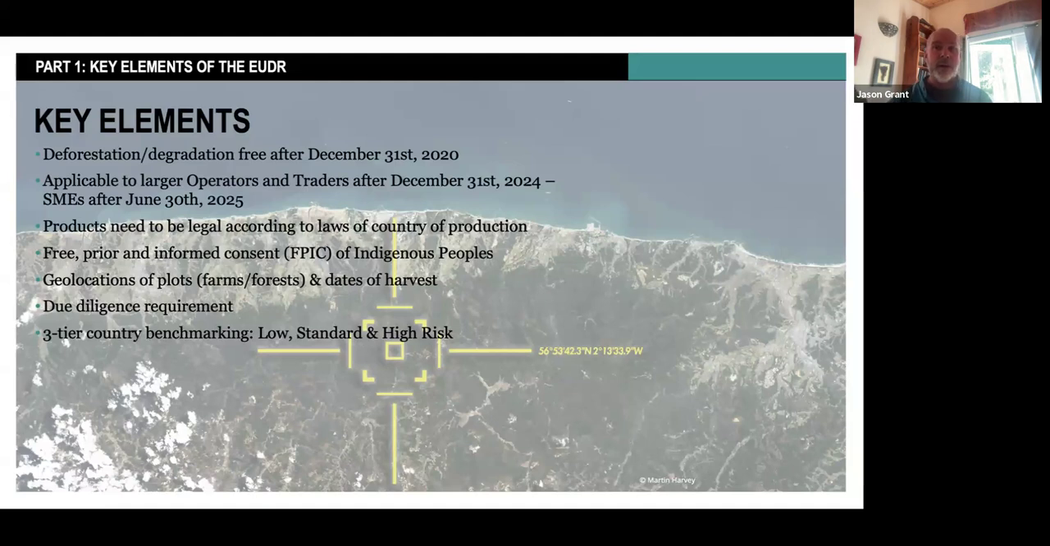And then another important component is that the European Commission is supposed to go through a process to designate all producer countries in these three different categories of low, standard, and high risk. And products from countries that are designated standard and high risk face a higher compliance burden than products that come from countries that are designated low risk.